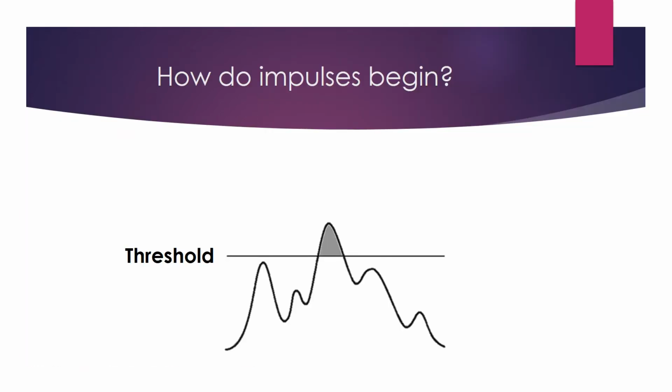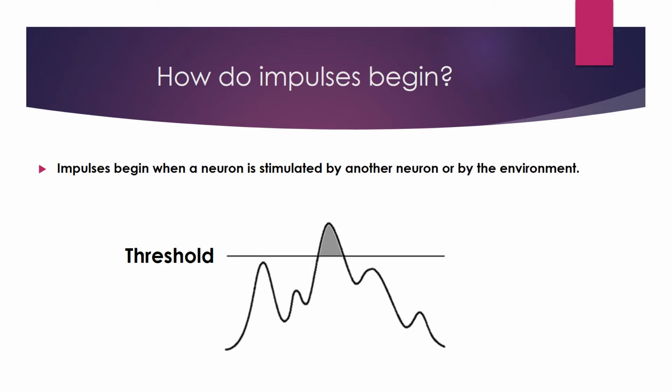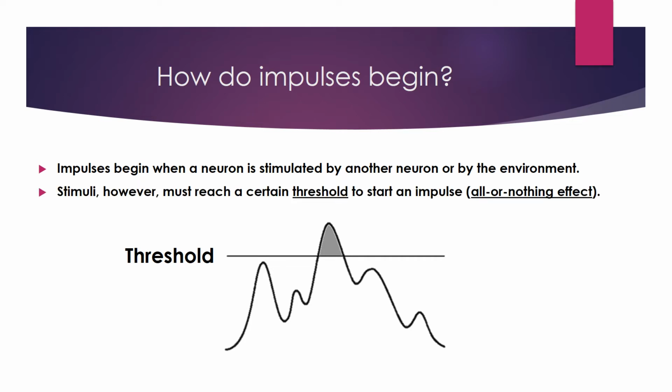But how do these signals or impulses even begin? Impulses begin when a neuron is stimulated by another neuron or by the environment. Stimuli, however, must reach a certain threshold to start an impulse. It's what we call an all or nothing effect. Either a stimulus is strong enough to start an impulse or it is not.